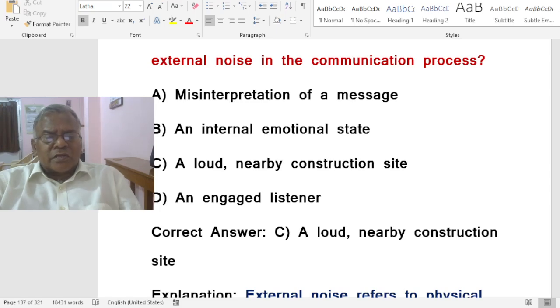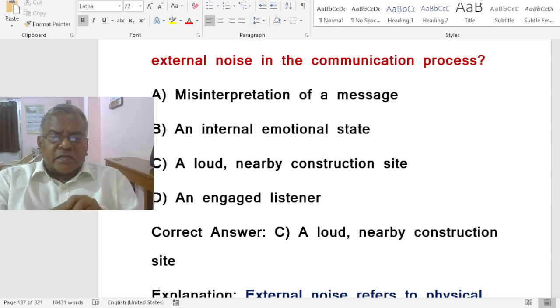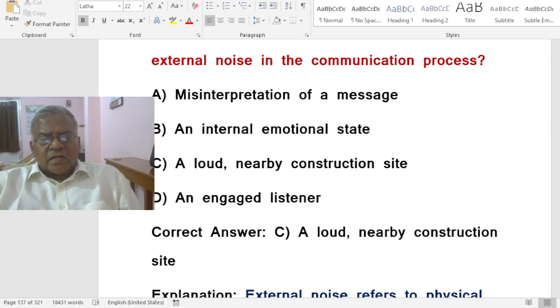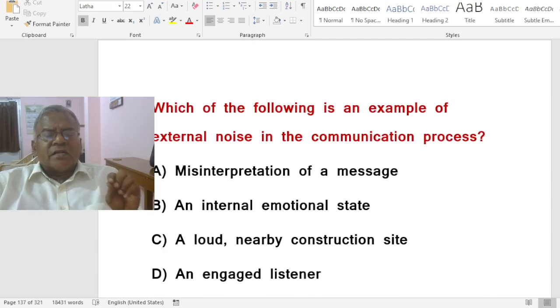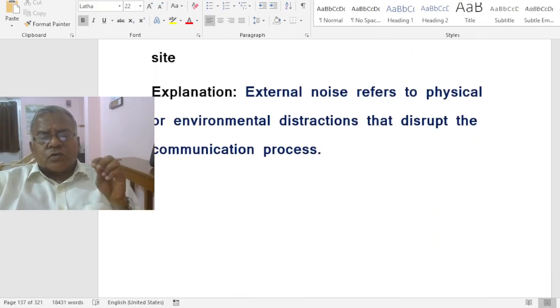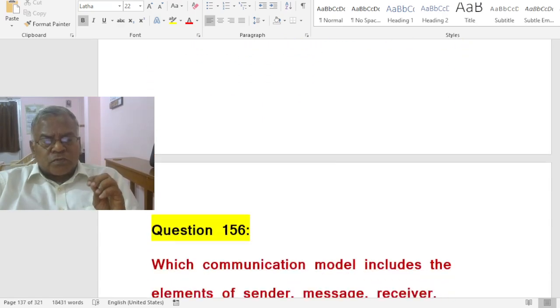I hope you understood this, because it comes from outside. The other things are internal: misinterpretation of a message, internal emotional state, and engagement, all within the listener's mind. Whereas a loud nearby construction site is external. Misinterpretation of a message, internal emotional state, an engaged listener can be internal noise. External noise means it is something coming from outside. So external noise refers to physical and environmental distractions that disrupt the communication process.